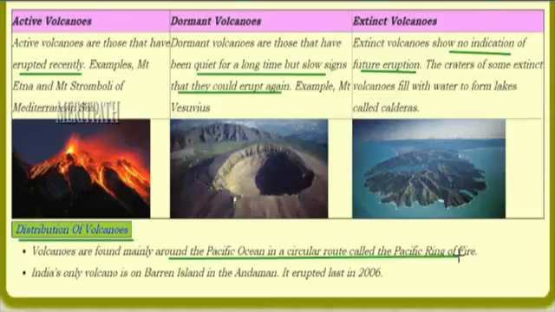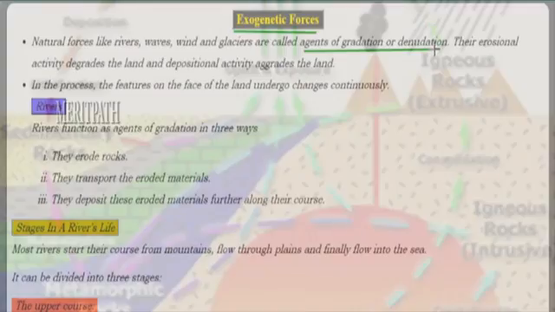How are volcanoes distributed around the world? They are found mainly in the Pacific Ocean around a circular route known as the Pacific Ring of Fire. In India, the only volcano is on Barren Island in the Andaman, which has erupted. Let's study the exogenetic forces which change the face of the earth.